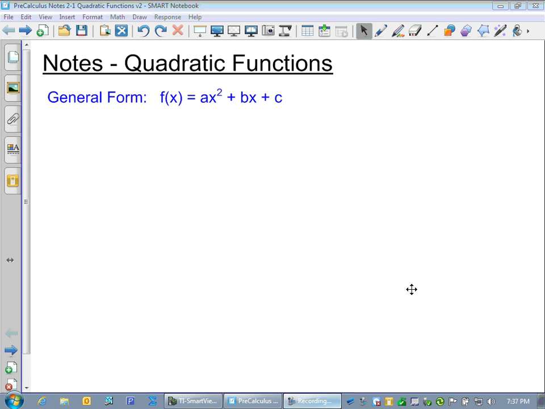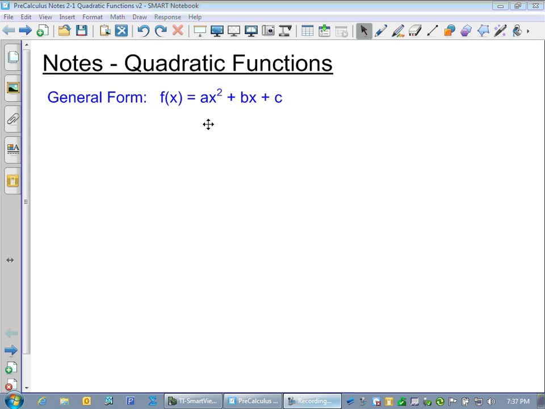Hello, this is Mr. P, and today we're going to be learning about quadratic functions. Quadratic functions have equations that are second-degree polynomials, so the general form can be written as f of x equals ax squared plus bx plus c, where x is the variable, and a, b, and c are just numbers.